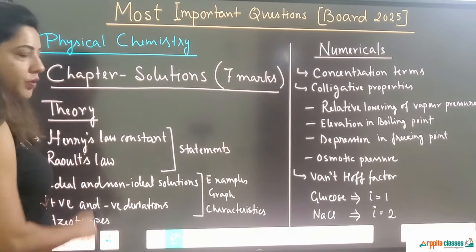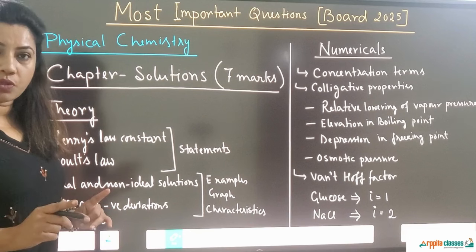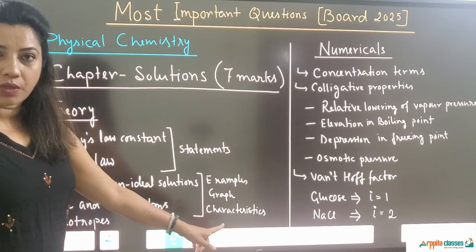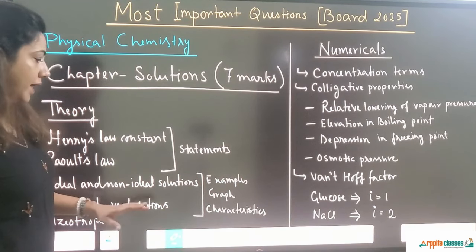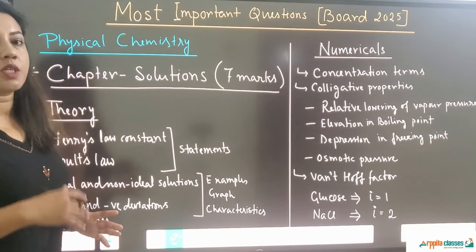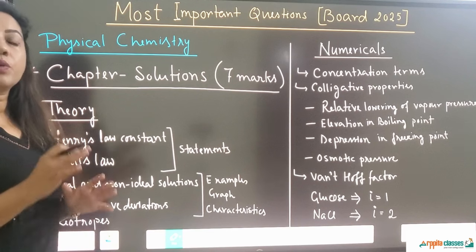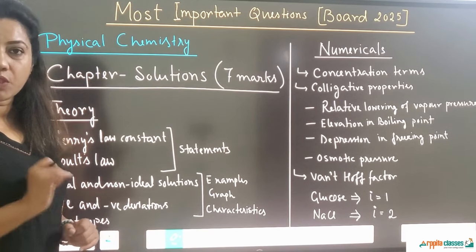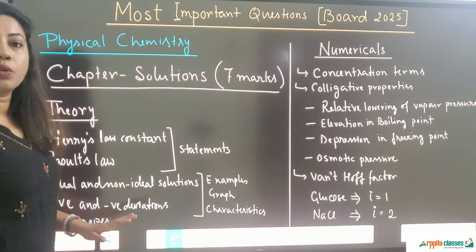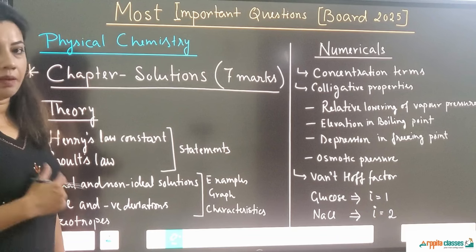Ideal and non-ideal solutions: you are going to prepare short notes that cover the examples, the graphs and the characteristics. Next is positive and negative deviations. You know that Raoult's law has got two limitations: one is positive deviation from Raoult's law, one is negative deviation from Raoult's law. So you are going to prepare everything related to this topic along with the graphs and azeotropes, so a short note on azeotropes. These are the topics you have to prepare from the theory part.